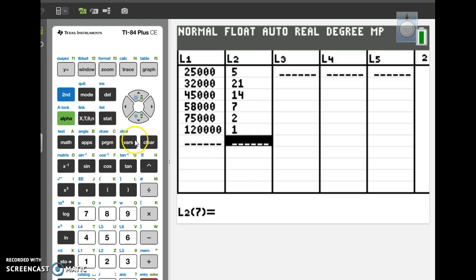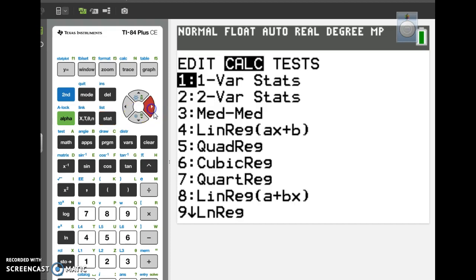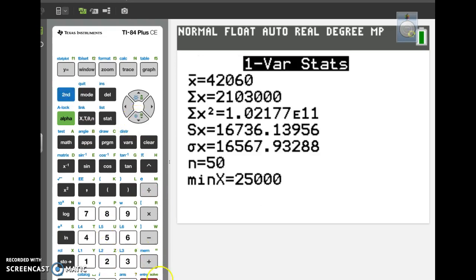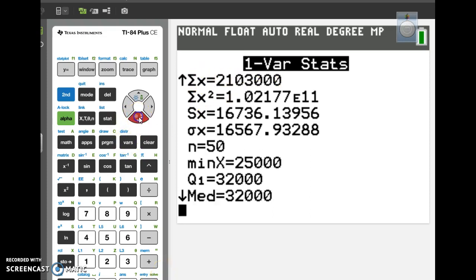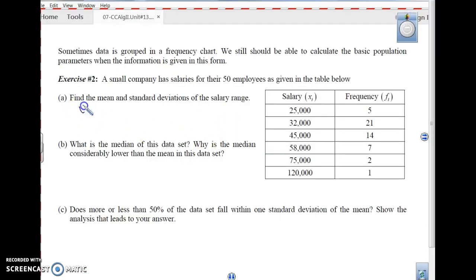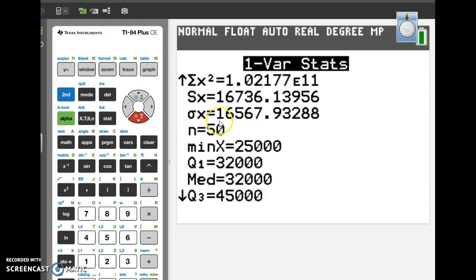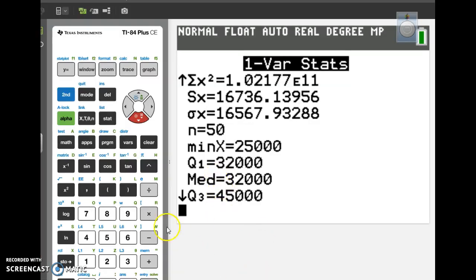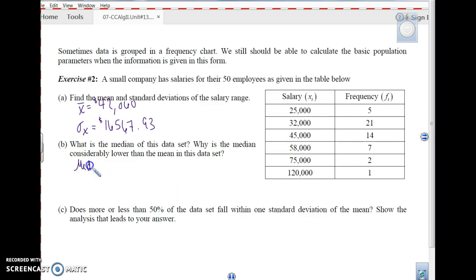Now, when I do my calculations for this, the mean and the standard deviation, stat, calc, var stats number 1, but I want L1 for my list, but a frequency list L2. So to get L2, remember you do second and then the 2, and go down to calculate. And that gives you your var stats. So your mean will be 42,060. If I write that down, the mean is $42,060 and the standard deviation, I'm sorry, I looked at the wrong one, the standard deviation is $16,567.93. So what is the median of this data set? The median of this data set was 32,000. Sorry about that. The median is 32,000.